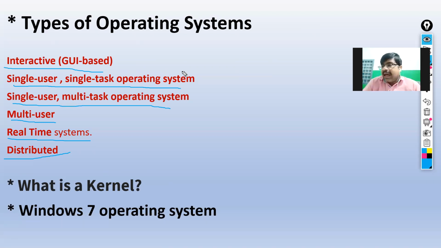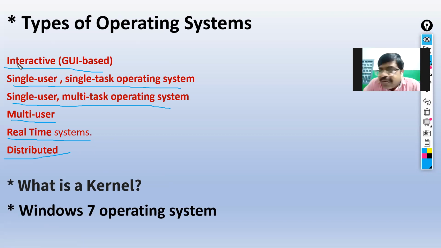You have the mobile operating system. You must have seen such operating systems in your smartphone, like Android, Symbian, Windows Phone, iOS. Now I'm going to discuss the different types of operating systems. The first one is the interactive GUI based operating system. You can see here I have used the word interactive.